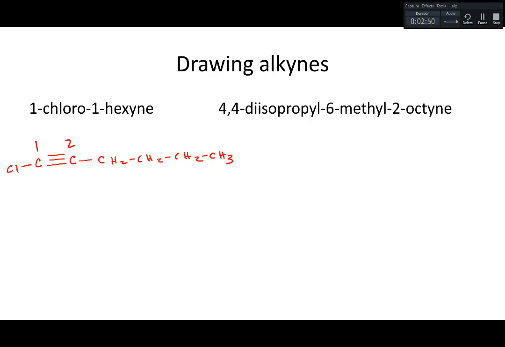So 4,4-diisopropyl-6-methyl-2-octyne. So I'm going to do this as a line drawing. This is 1 and 2, 3, 4, and then you can zigzag 5, 6, 7, and 8.